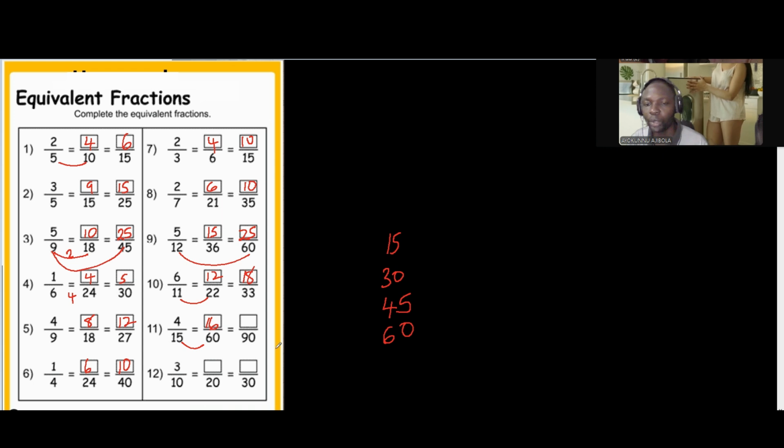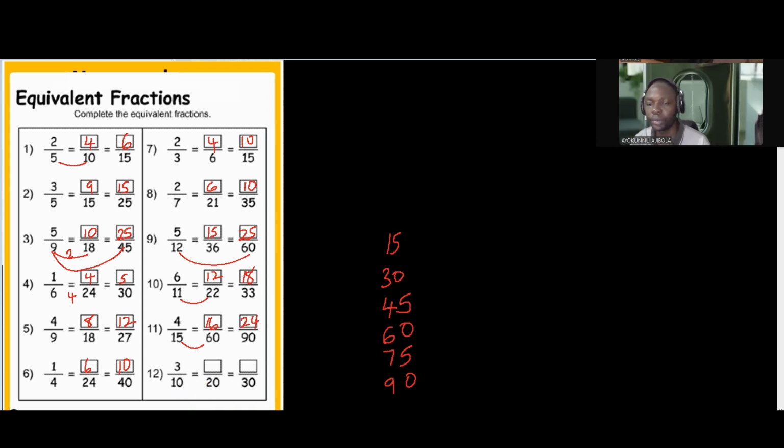Then 15 times what will give 90? Let's continue. 15 times 5. Then if you add 15 again, you get 90, okay? That's 6. 15 times 6. Then 6 times 4 is 24.